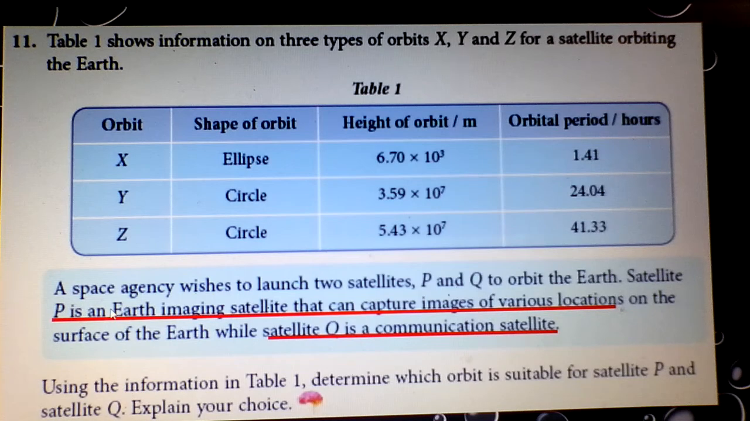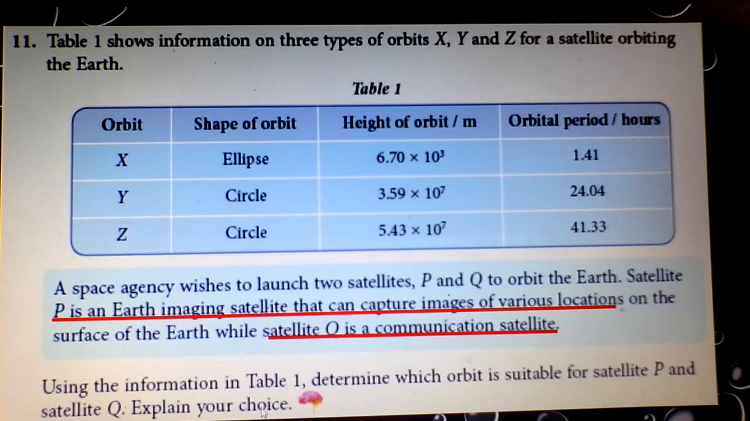You must remember that we have discussed geostationary satellites and non-geostationary satellites and their uses or functions. You can use that information to solve or explain this question. Using the information in table 1, determine which orbit is suitable for satellite P and satellite Q.